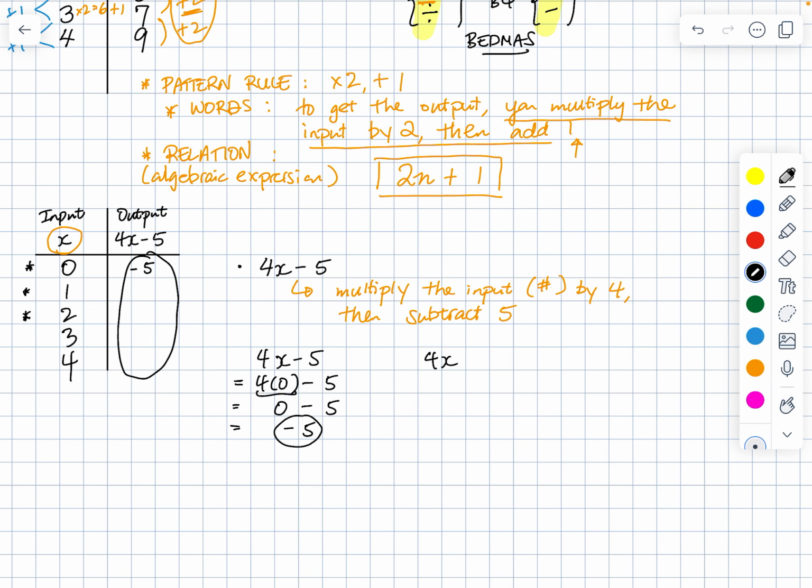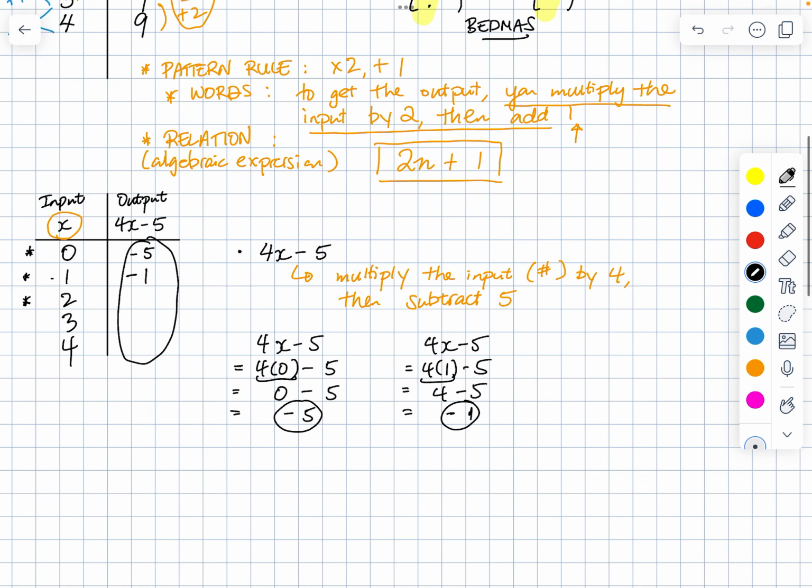If the next one, if x is 1, okay, 4 times 1 minus 5. Again, I'm substituting in brackets. 4 times 1 is 4, minus 5. That will give me negative 1. Okay, and then I'll do 2. Oh, sorry, I should have written out the algebraic expression first. So 4x minus 5 equals 4 times 2 minus 5. 4 times 2 is 8, minus 5, and then it's going to be 3, okay?